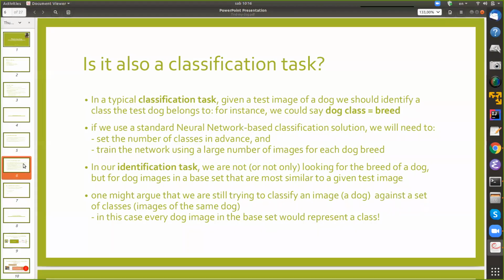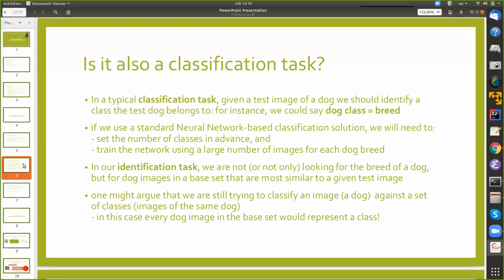Now, thinking of looking for a particular image of a dog in an archive of images, are we doing a machine learning classification task, or is this a different task actually? Well, let's try to understand how a normal classification task works using a neural network, because neural networks are the machine learning algorithms that we will use for our solution.